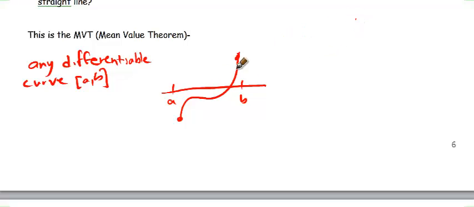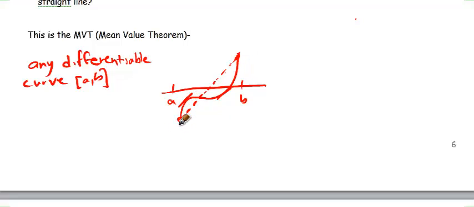The idea being, if I was to connect the 2 endpoints with a straight line, called the secant line, I will be able to at least at one point find a tangent line where the slope of the tangent is the same as the slope of the secant.